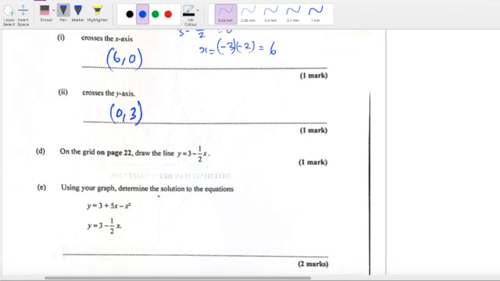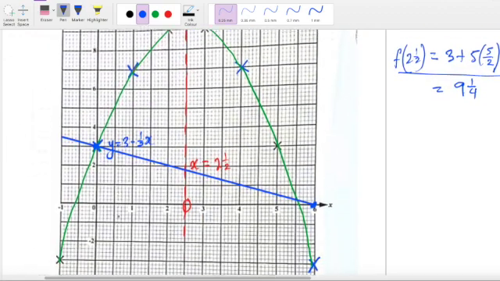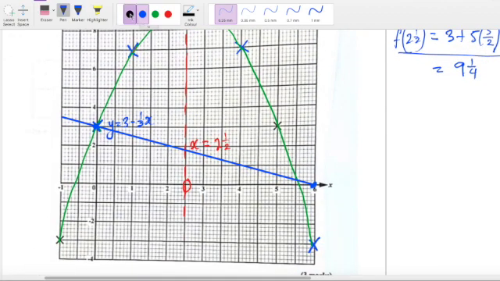Using your graph, determine the solution for the equations. Well, you can see you have the quadratic and we have the line. And normally we would solve this simultaneously. But thank God we can actually see it cutting at this point here. So we're using the graph, right? And that point looks like about 5.5, we could call it.